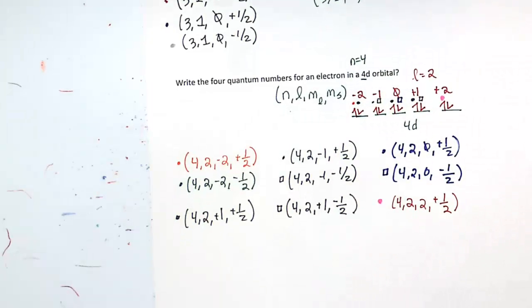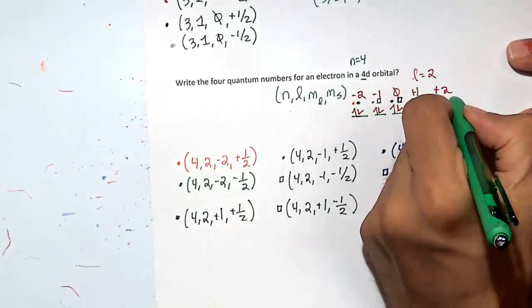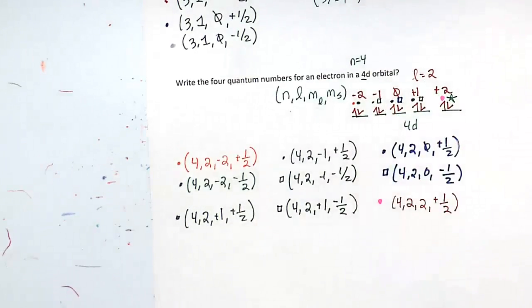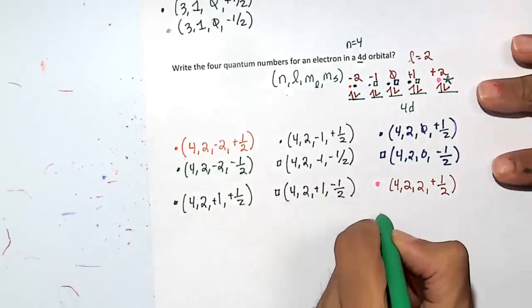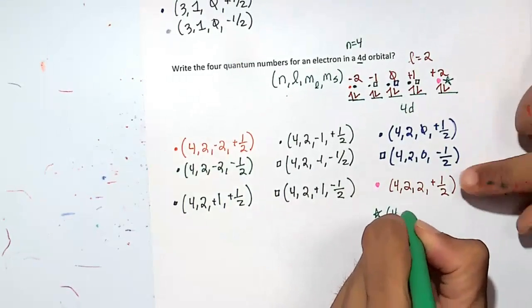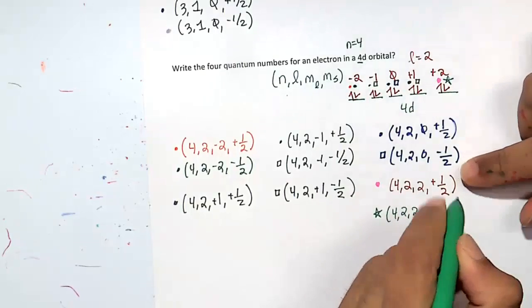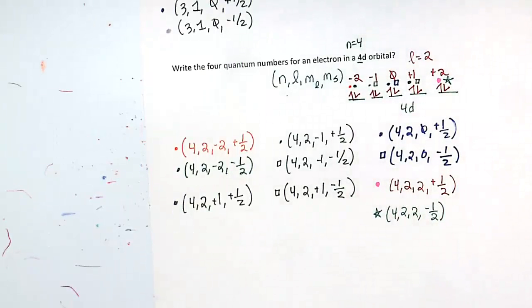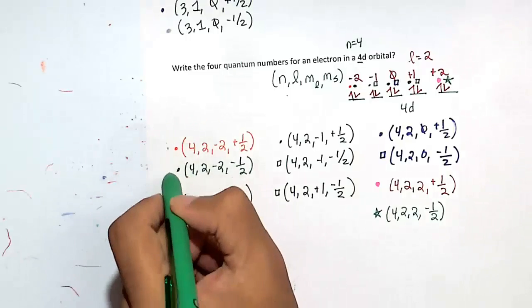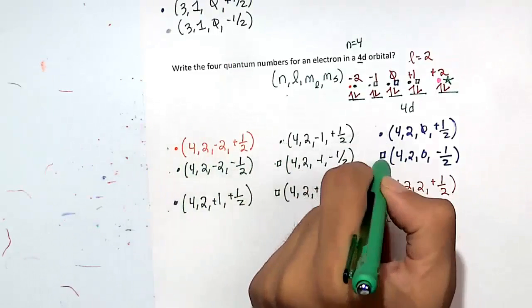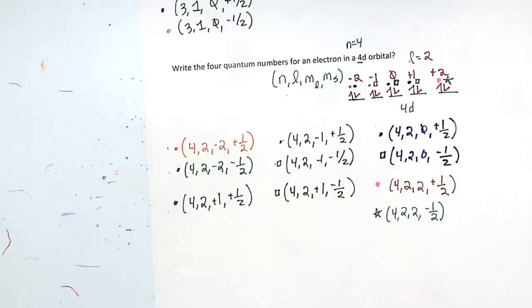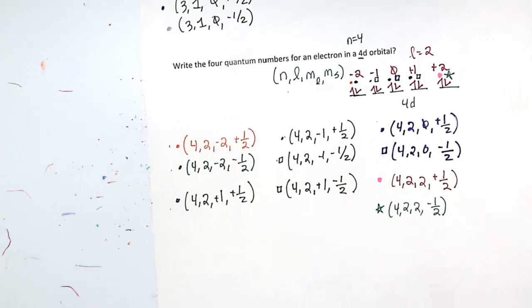And then finally, we'll do a star here. The star electron is exactly the same: 4, 2, 2, but it's spin down, -1/2. So the answer for this is 10 terms: 1, 2, 3, 4, 5, 6, 7, 8, 9, 10. 10 terms, each with 4 numbers. So that is the answer for a 4d orbital.